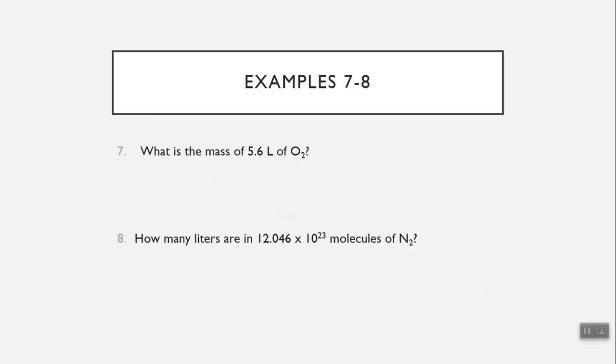Pause the video. I'm not going to show you the setup here. I'm just going to show you the answer. So when you're ready, unpause. And the answer to number 7 is 8.0 grams of oxygen. The answer to number 8 is 44.8 liters of nitrogen.